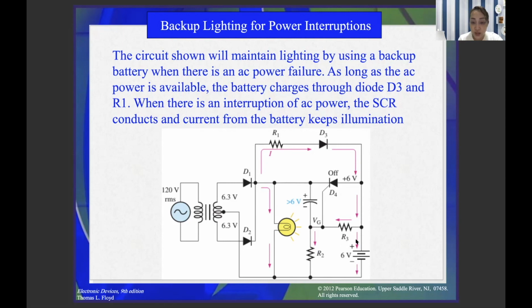Now, if there is an interruption of the AC, the flow of the current will be going up, following the direction of the supply, going up to the SCR, giving a continuous light at this one.